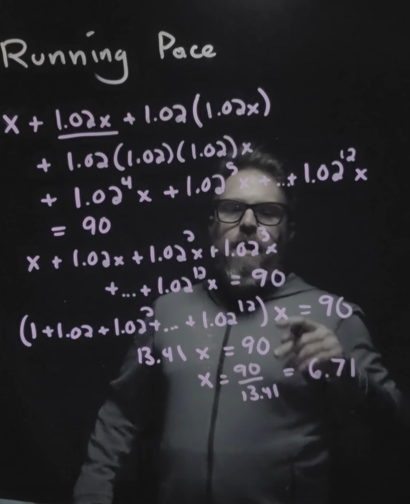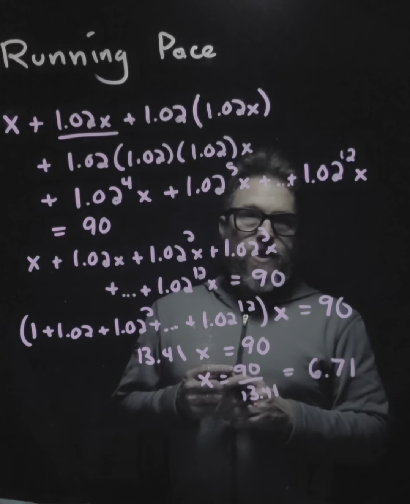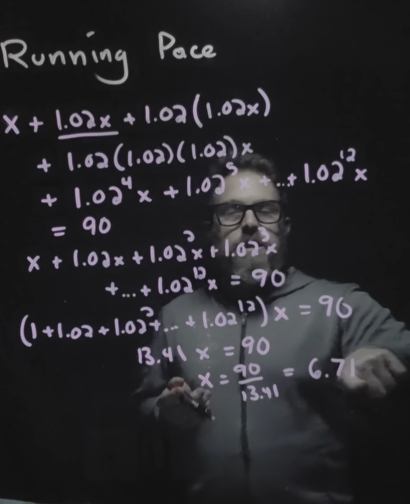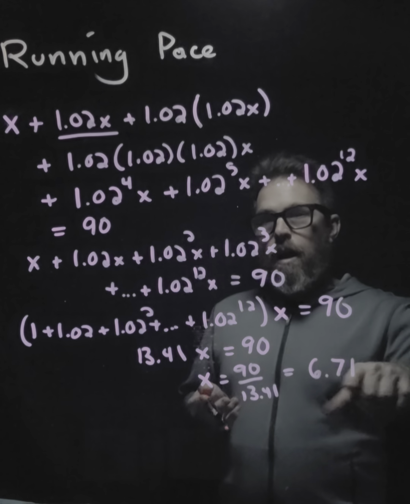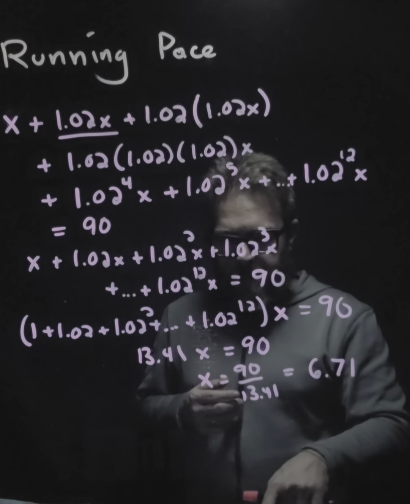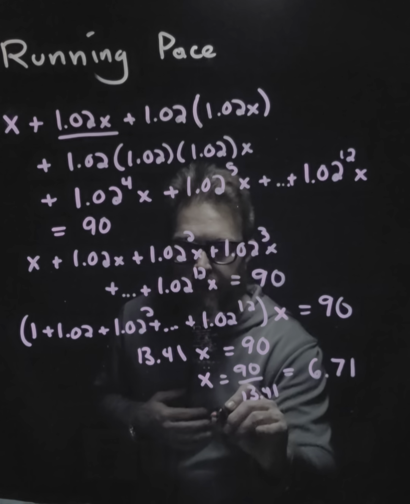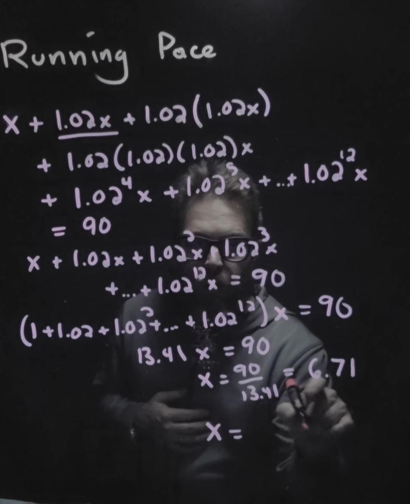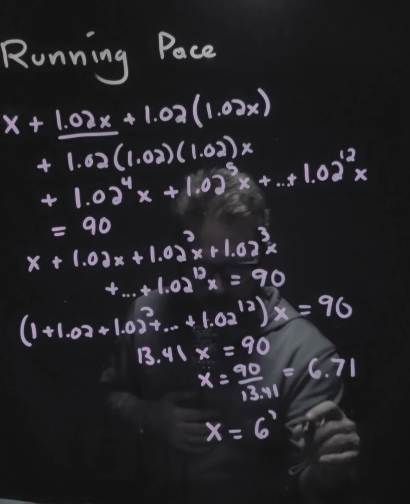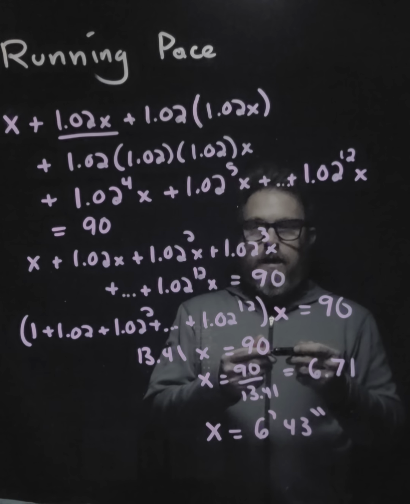6.71. Now, we have to be careful with time because remember, time is broken into intervals of 60, not intervals of 100. So really what I need to know is what 0.71 of the whole, or of 60, is. So if you go 0.71 times 60, you're going to get 42.6. So we'll just say 43 to round to the second. So if I make 60 the whole as opposed to 100, this is going to be 6 minutes and 43 seconds needs to be your beginning pace.